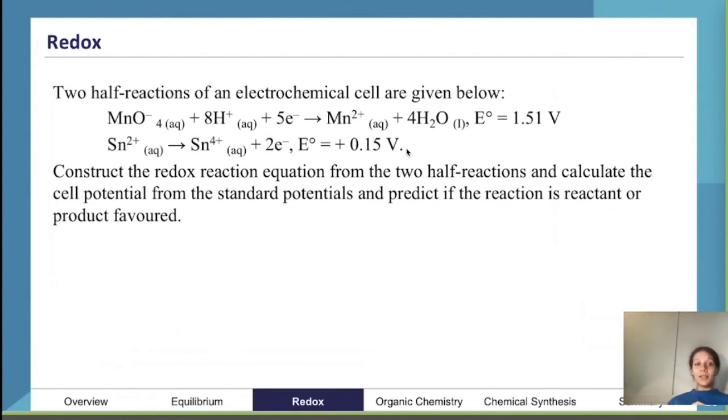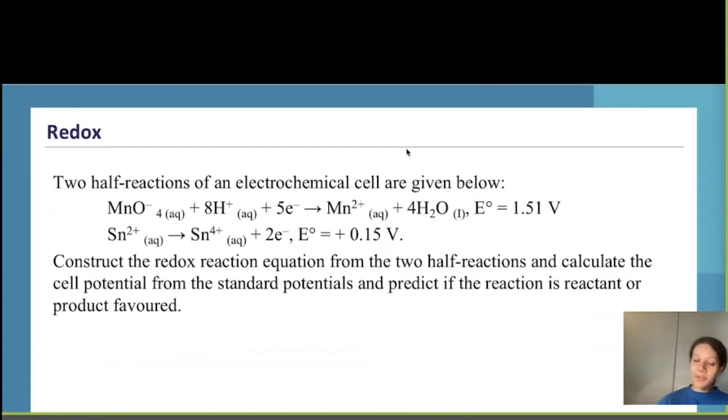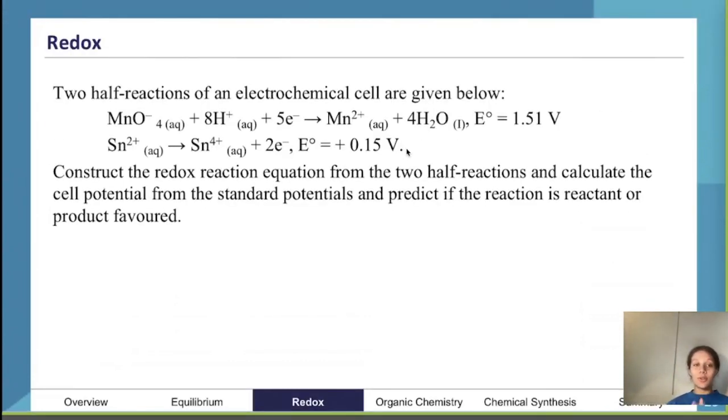And now for our last redox question, I believe. We're having a look at 2 half reactions of an electrochemical cell. We want to construct the redox reaction equation from the 2 half reactions, calculate the cell potential from the standard potentials, and predict if the reaction is reactant or product favored.